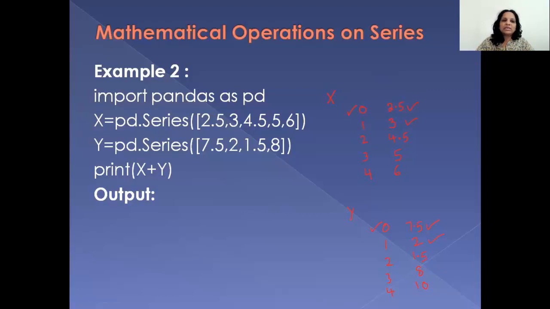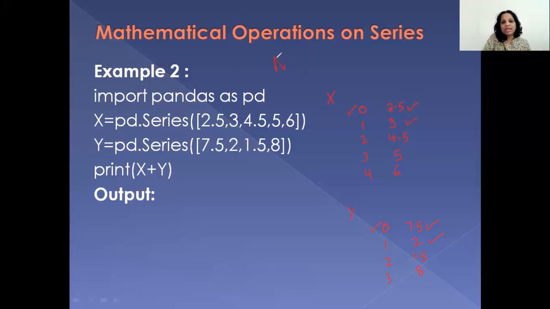Okay, so you have series X with the same values. I haven't changed the values. Now series Y, if you see, I have 7.5, 2, 1.5, and 8. So basically what have I done? I have reduced one element here. So now what happens is the number 4, that's the label 4 in X, does not have a matching label in Y. Then in this scenario, what happens? Every missing element is going to be replaced by NaN.